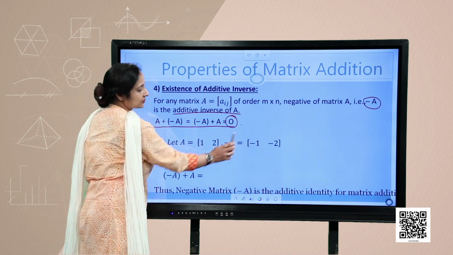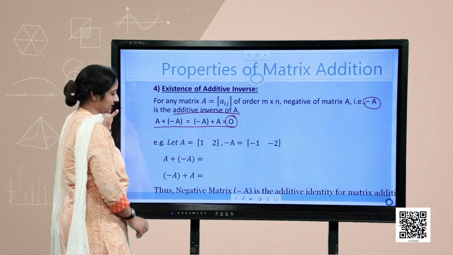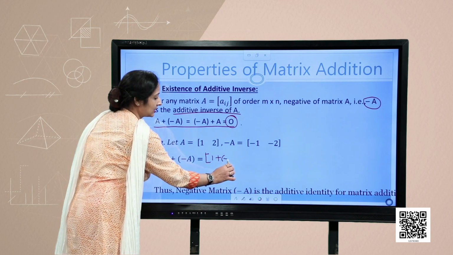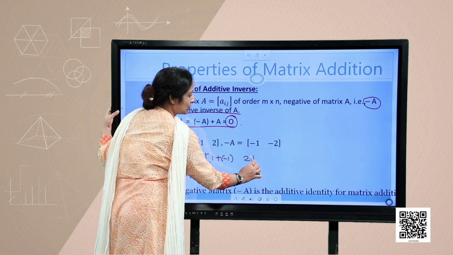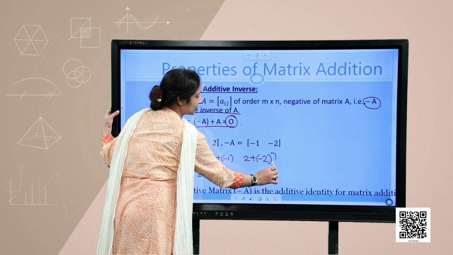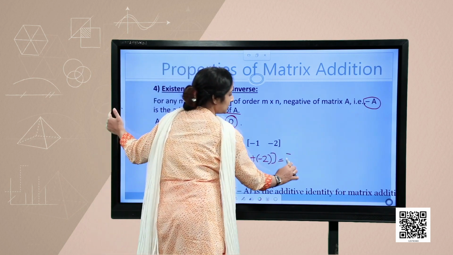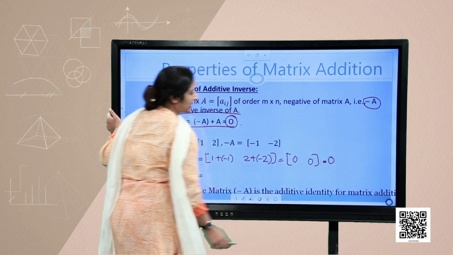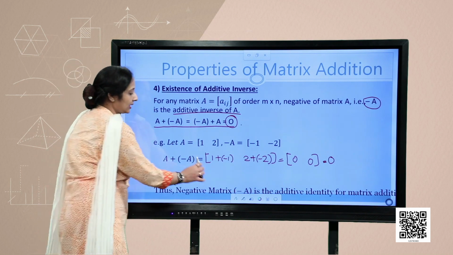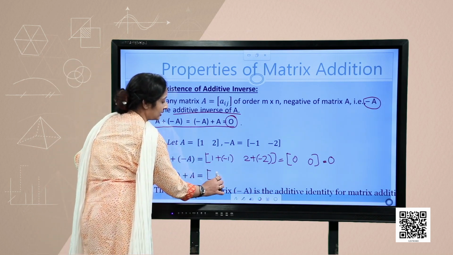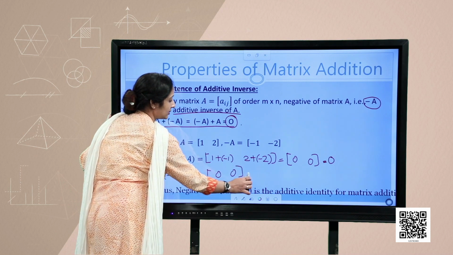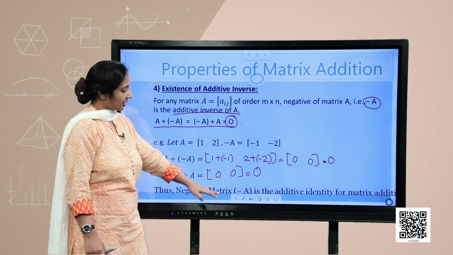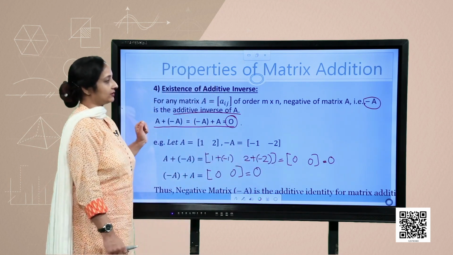For example, A, so this becomes minus A. 1 has been replaced by minus 1, 2 has been replaced by minus 2. You add both the matrices, 1 plus minus 1, 2 plus minus 2. Is it giving me the null matrix, which is also denoted by O? Similarly, add minus A and A. You are going to get the null matrix. That means the negative matrix minus A is the additive inverse for the matrix addition.